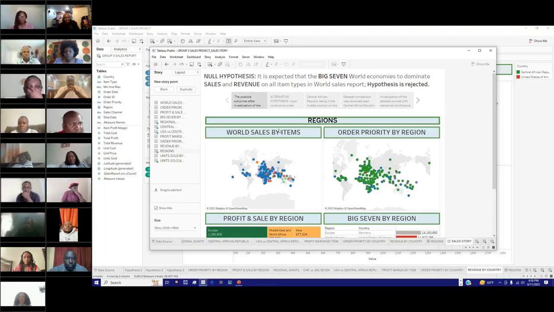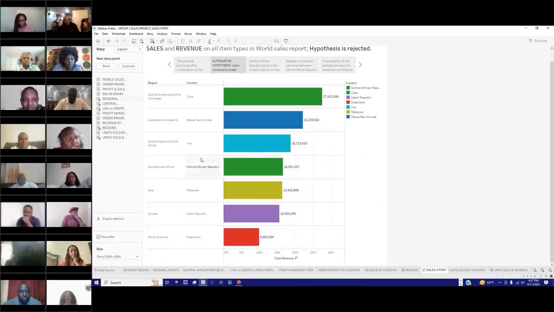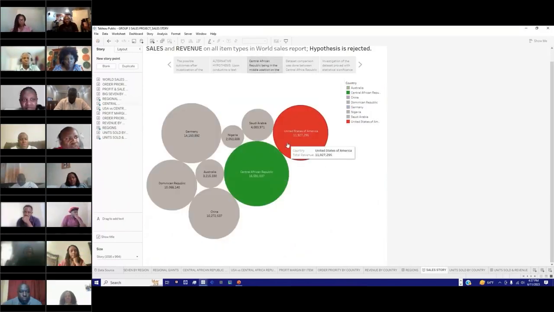So this is where we first did the items sold, and we found out the baby product was sold in almost every continent, and then this was the order priority of which every country was using the critical means of sales, and then that brings us to this page where Ali explained about the regional sales, and then this is the big seven. So here is where we compared the countries that I explained earlier, and then we came to Central African Republic and the United States.